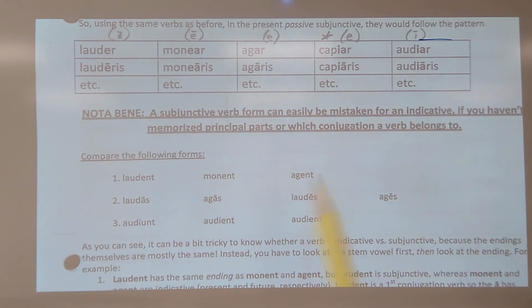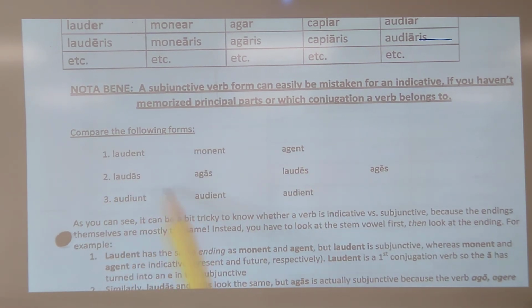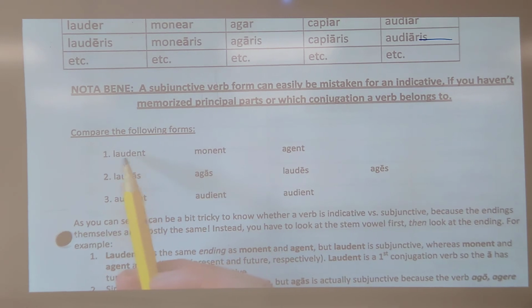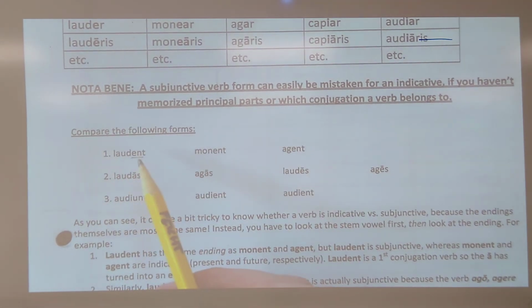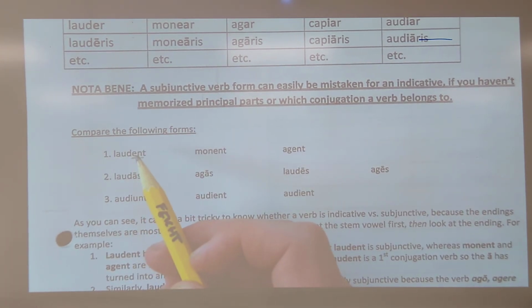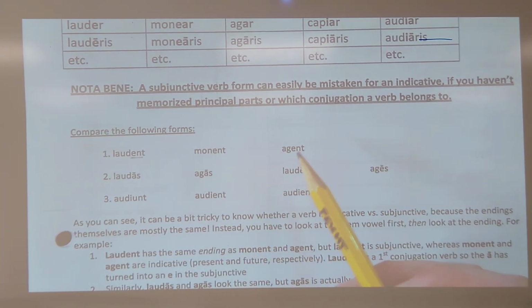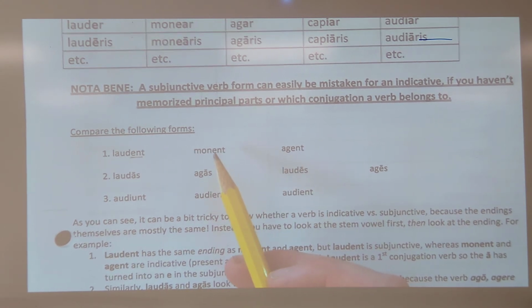And finally, just wanted to show you this real quick. It's really easy to mistake the subjunctive for an indicative if you don't know your verb conjugations. If you don't know if it's first or second or third or fourth. Remember, you have to memorize this when you learn new words. So I just wanted to show you a couple of conjugated verbs next to each other here to show you that laudent, this is present subjunctive, because this comes from the verb laudo, laudare, laudavi, laudatum, and that A became an E, right? But monent and agunt, well, this is a second conjugation and a third conjugation. Well, these are just regular old indicative, right?